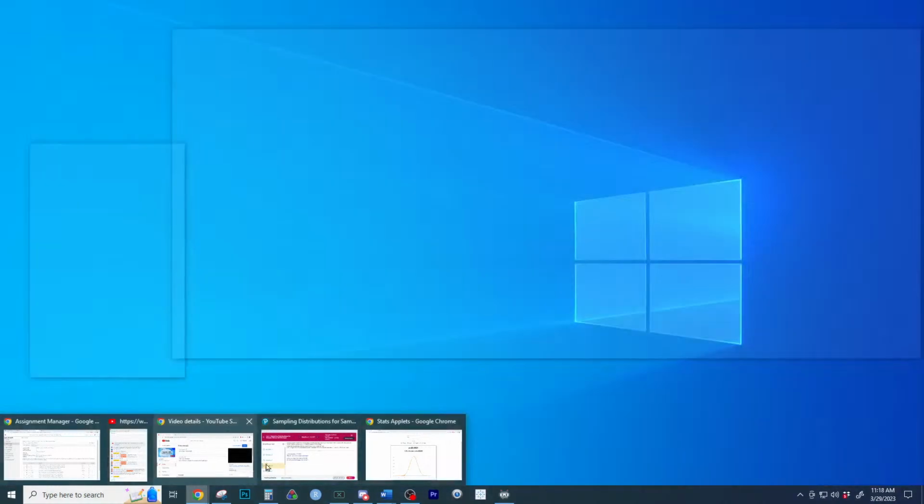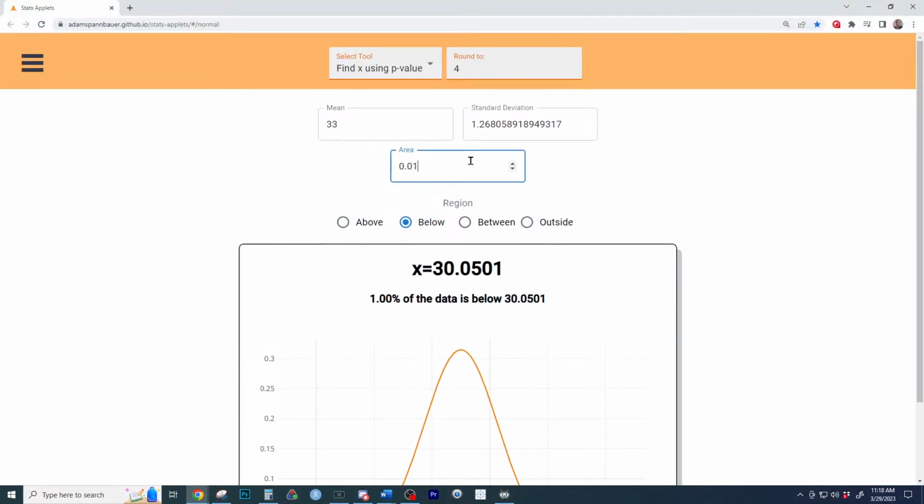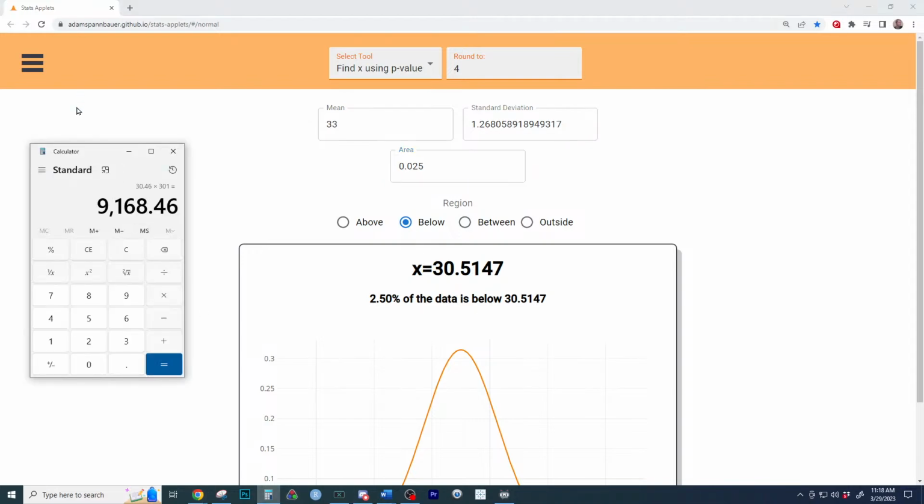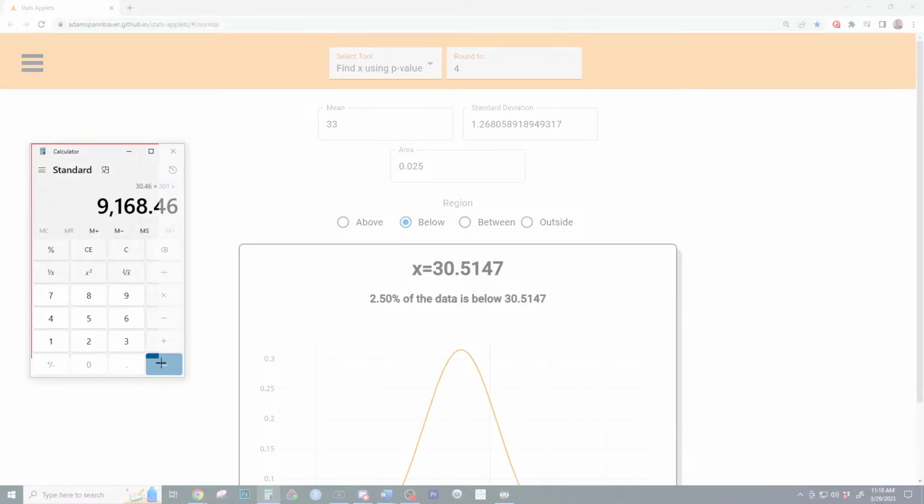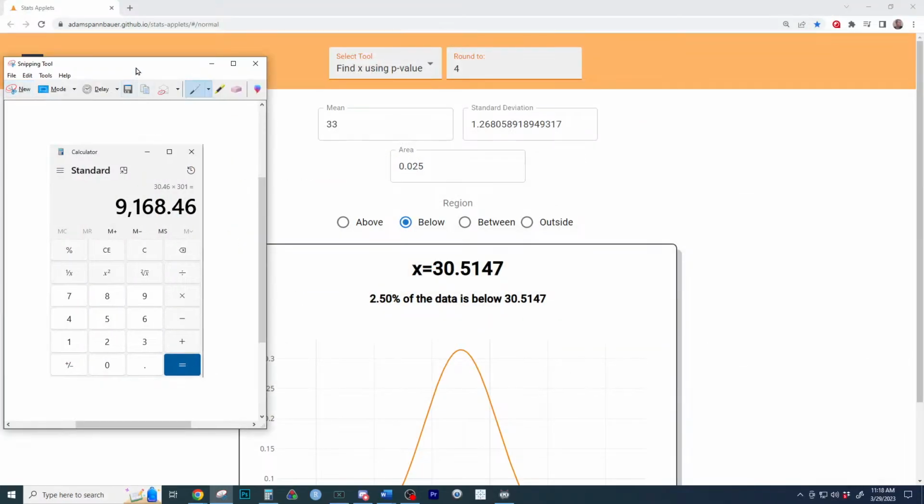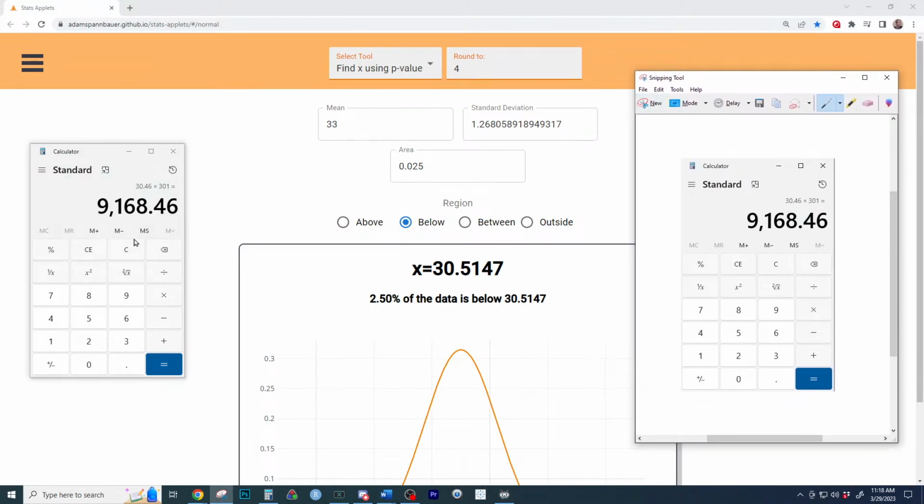And just to show you, if you watch that answer right there, the worst 2.5% of days, we could do with the applet too. And so here's the answer I currently have. We'll just kind of store this as a screenshot to show this is what we got without the applet. So there's our without the applet answer right there. And here's the answer with the applet, 30.515. We'll do that right there, times 301. And there's the answer with the applet.